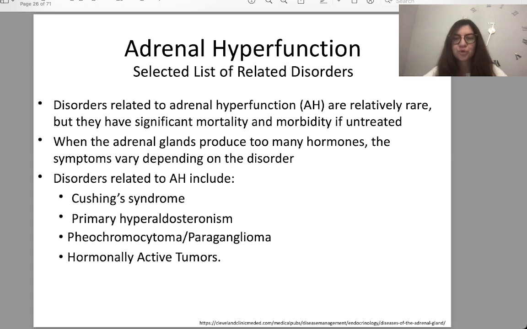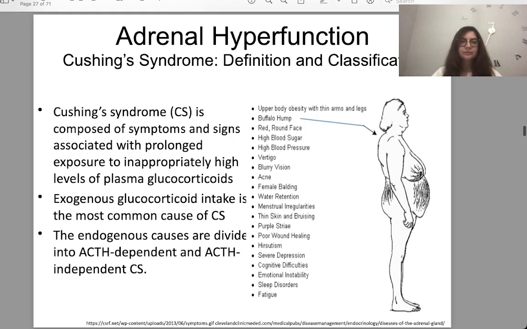Disorders related to adrenal hyperfunction include: most often Cushing syndrome. If it is isolated hyperproduction of aldosterone, we name it primary hyperaldosteronism. If it is connected with medullary cells, it is pheochromocytoma or paraganglioma, and we can include here hormonally active tumors.